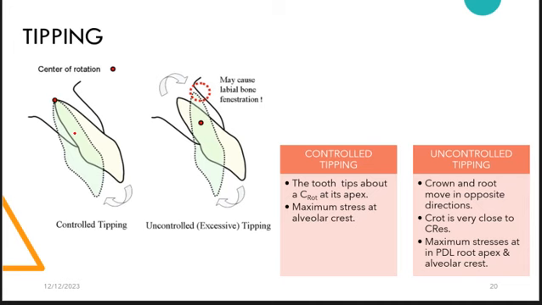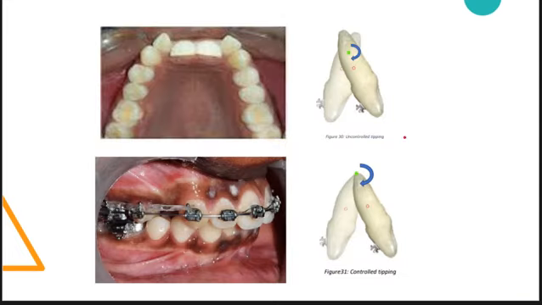For example, in correction of class 2 division 1 malocclusion with maxillary anterior proclination, the use of uncontrolled tipping could lead to perforation of the buccal plate, whereas controlled tipping will result in the movement of only the crown. So the root will not perforate the buccal bony plate. So this is an example of controlled tipping. It can be used in class 2 division 1 cases, and uncontrolled tipping can be used in class 2 division 2 cases where we also require the movement of the root.